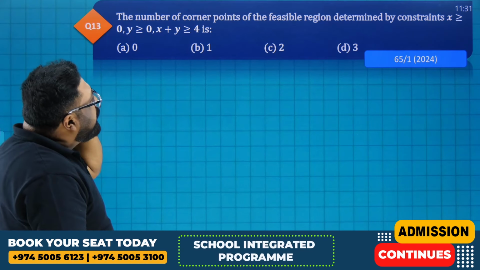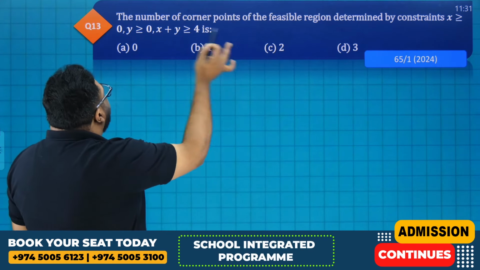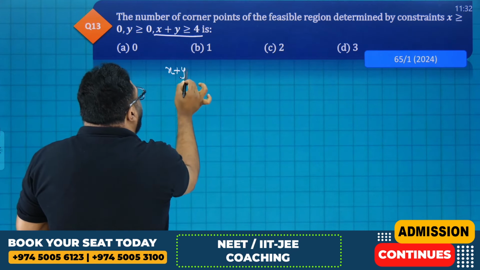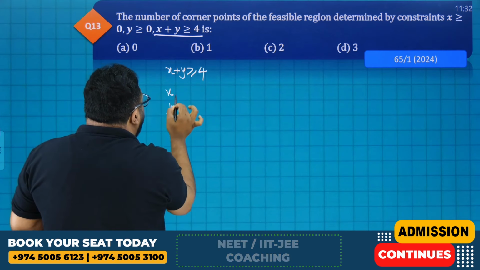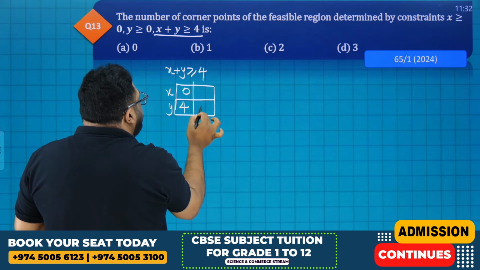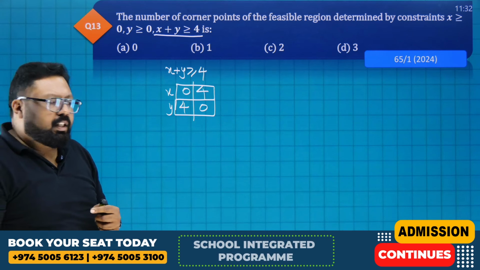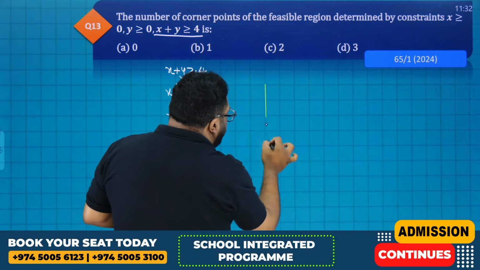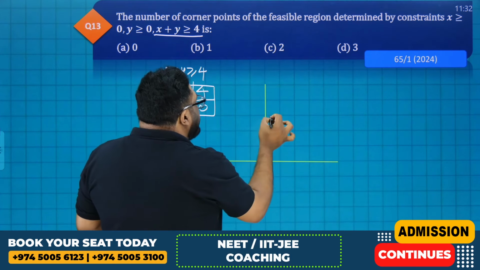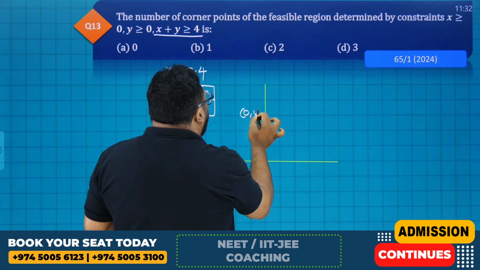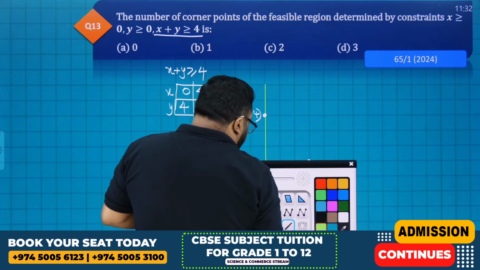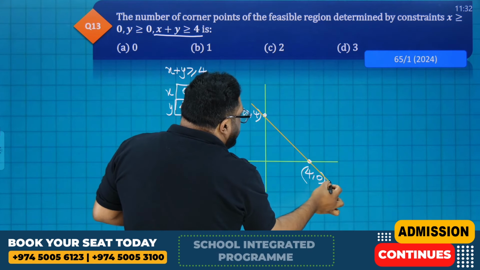The number of corner points of the feasible region determined by x greater than 0, y greater than 0. There is only one line we should be concerned about, x plus y greater than or equal to 4. And if you try to plot a graph for that as a straight line, we can see that if x equal to 0, y is 4. Y is equal to 0, x is 4. So now we have a straight line, my dears, which passes through 2 points, which is 0, 4 on y-axis, 4, 0 on x-axis. And if you try to draw a line for that, definitely this is the straight line.